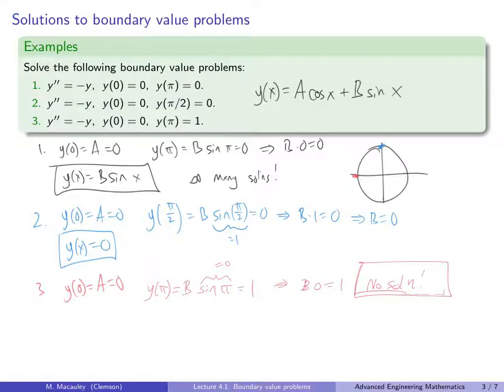So we have three of the same ODE, but now we have three different sets of boundary conditions. One of them gives us infinitely many solutions, one gives us one solution, and one gives us no solutions. And I think it helps if we sketch what these functions look like so we can understand this better. So let me do all three of them here.